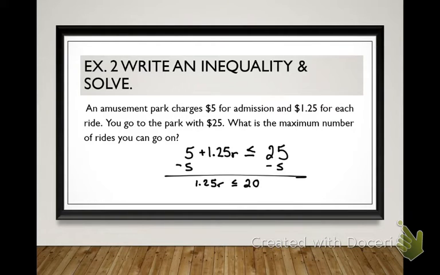Okay? So now, how do I solve for R? Divide by 1.25. Divide both sides by 1.25. So R is less than or equal to, what's 20 divided by 1.25? 16 what? 16 rides. Someone put this solution in a sentence for me.